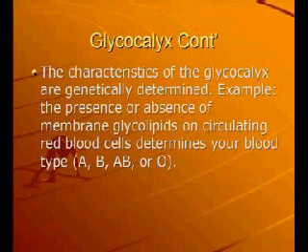And then again, I'll refer to the glycocalyx. As mentioned earlier, characteristics of the glycocalyx are genetically determined. An example is the presence or absence of membrane glycolipids on circulating red blood cells. For example, your blood type: type A, type B, type AB, type O.